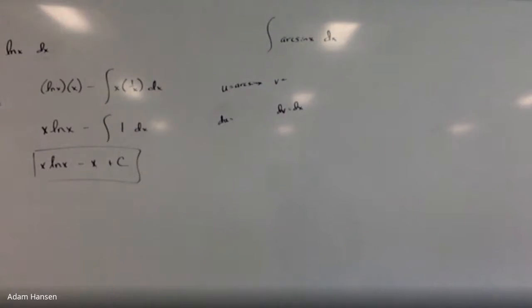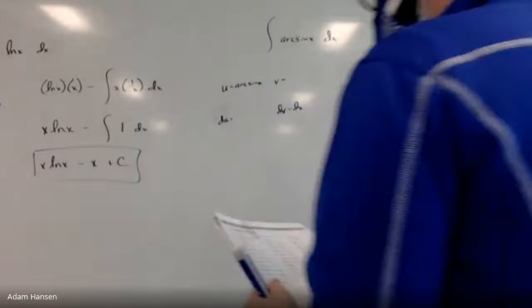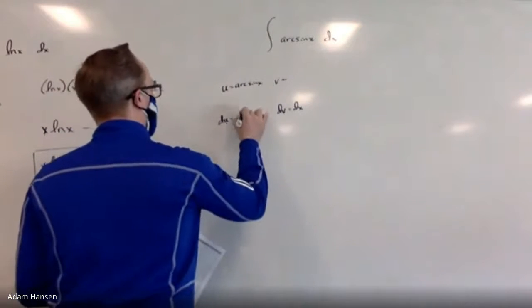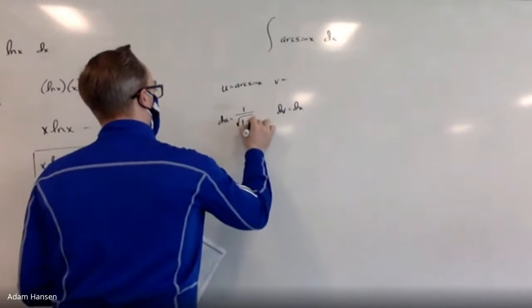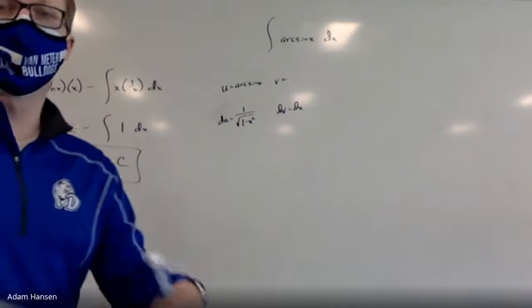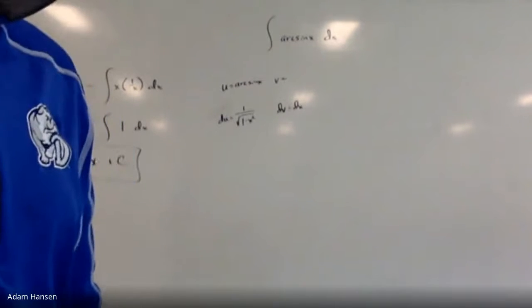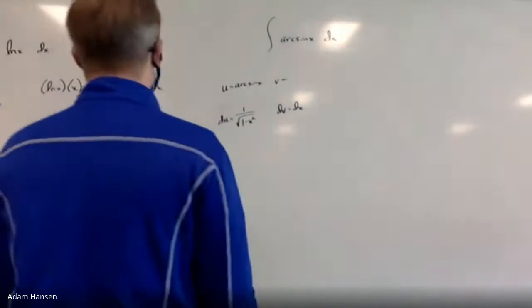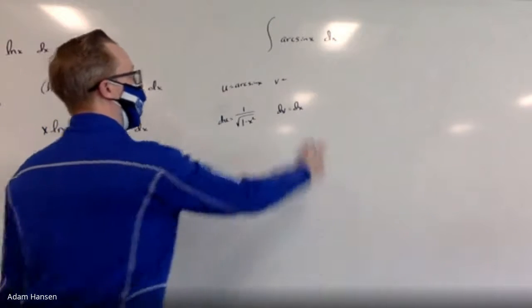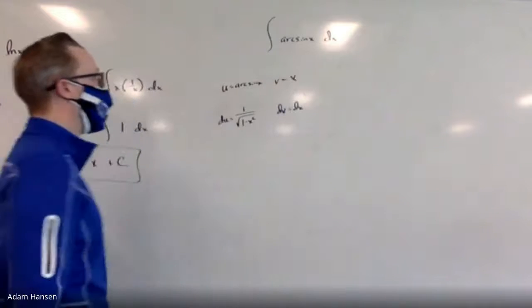You want to use your formula sheet? The derivative of arc sine x would be 1 over root 1 minus x squared. And what is the antiderivative of dx, or what is the antiderivative of 1 dx? What has the derivative of 1? Just x itself.